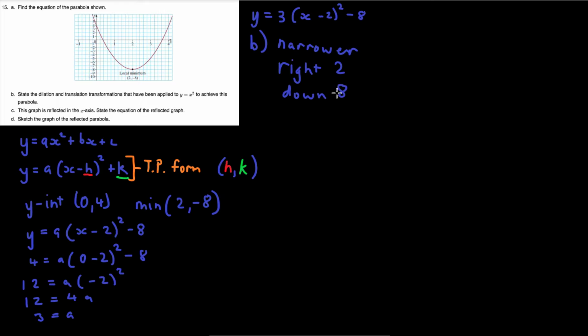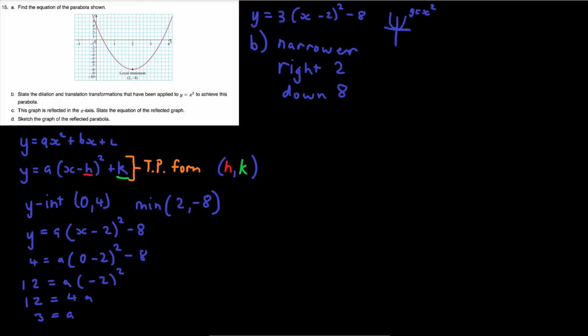Now these relate to the turning point. Y equals x squared looks something like this. But of course the turning point is at 0, 0 for y equals x squared. So this has been shifted across 2.